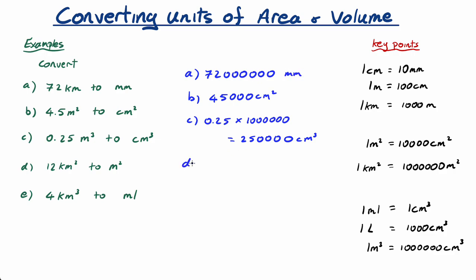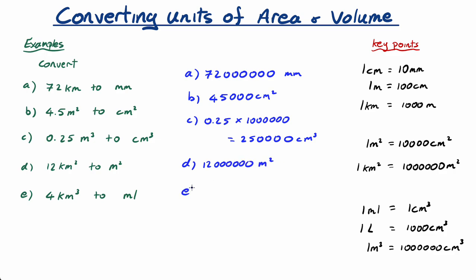Okay, part D. 12 kilometers squared to meters squared. Well, 1 kilometer squared is 1,000,000 meters squared because it's 1,000 times 1,000. So 12 kilometers squared is 12 million meters squared.